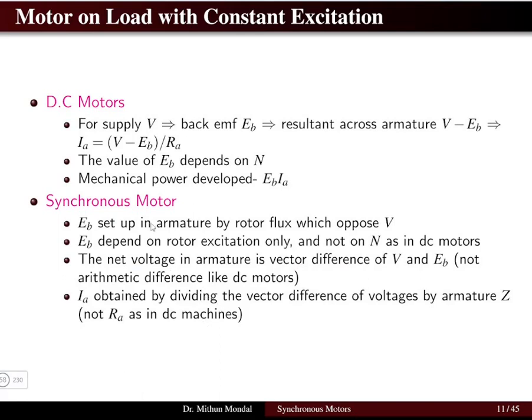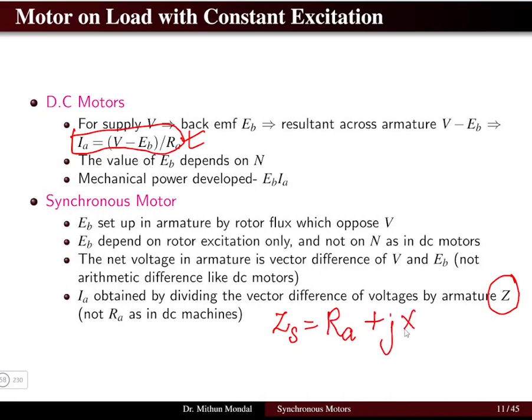And similarly, when we were trying to find the current in case of a DC motor, in the denominator we had the armature resistance, but in case of the synchronous motor, since it is an AC machine, we will have the net synchronous impedance. So we know that the synchronous impedance will have a real part, which is the armature resistance, and a synchronous reactance as the imaginary part.